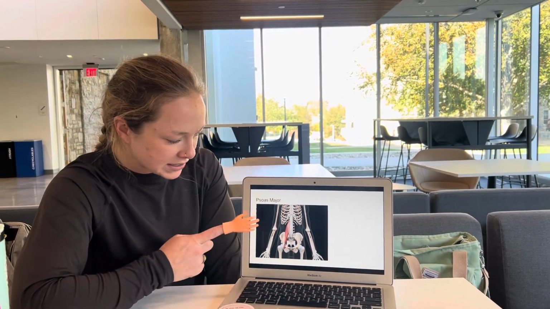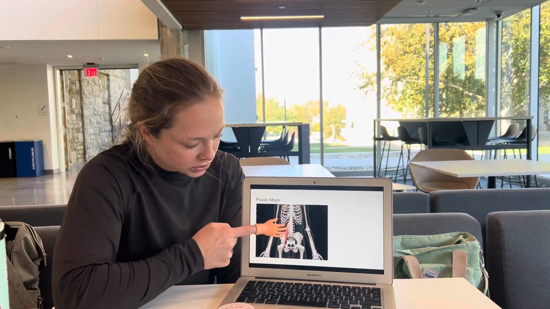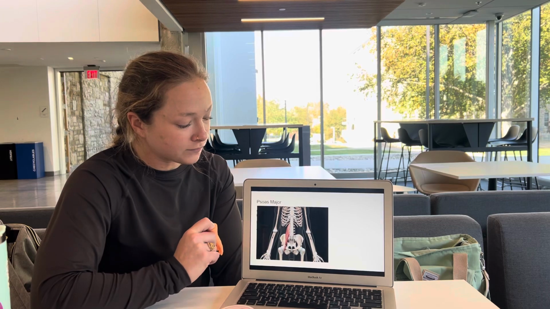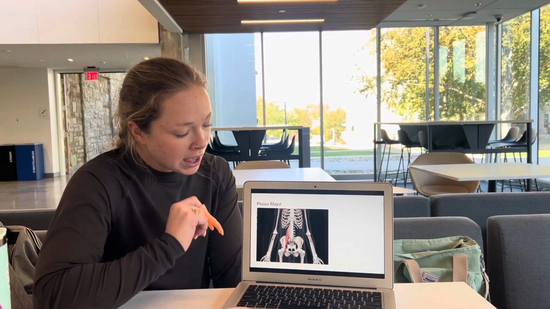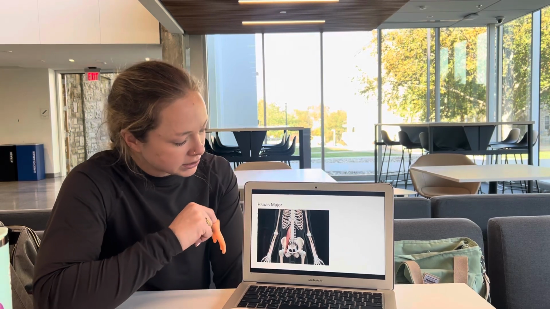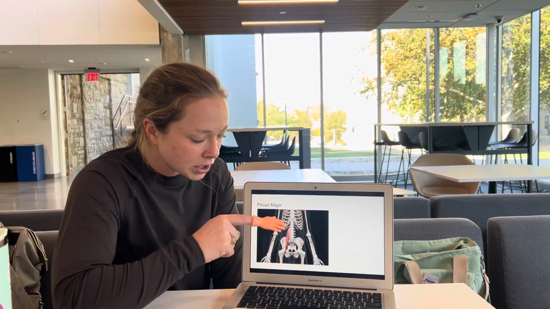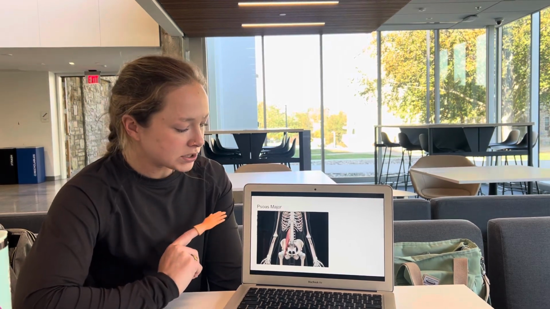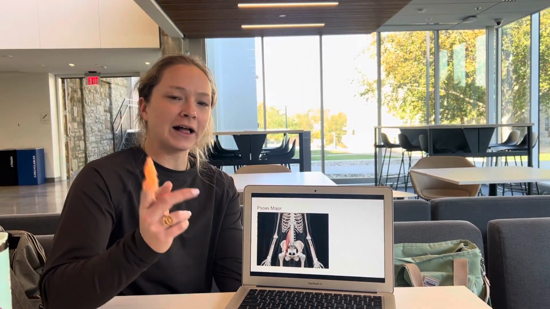Next up is our psoas major. So our psoas major is going to originate on all of the T12 through L5 vertebrae and the discs in between, and then on all of our lumbar vertebrae transverse processes. And then it's going to join with the iliacus muscle, and both of those are going to insert on our lesser trochanter of our femur. Our psoas major is going to be one of our main hip flexors.